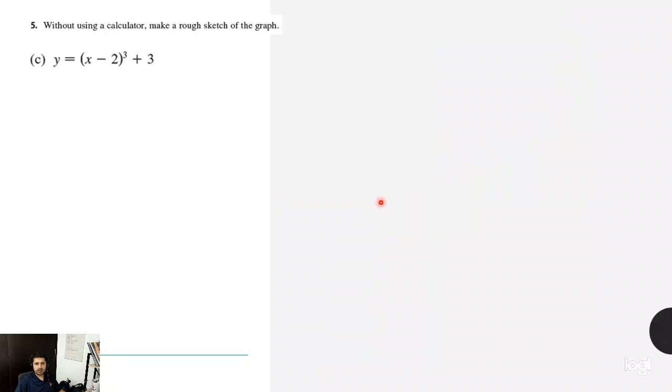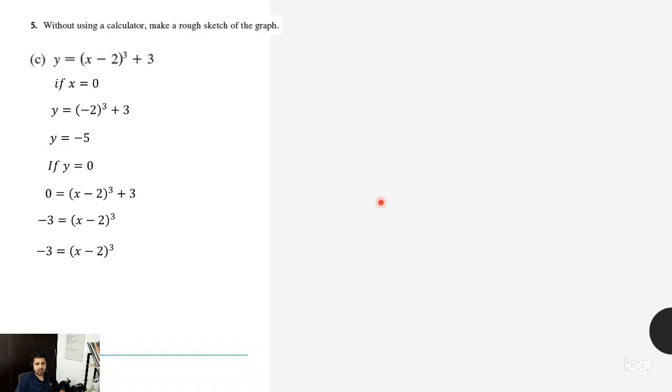Okay. Then let's move to the other one, which is kind of similar to the previous one. I just replace x equals 0 to have more idea about this. So we have minus 2 to the power of 3, then minus 8 plus 3, we have minus 5. And if y is equal to 0, we have 0 equal to this one, so we just move the 3 to the left, negative. Then the other one, as you can see, maybe is not so easy to get, right? This x, because we have this negative. We don't have a calculator, so we're just going to keep this one.